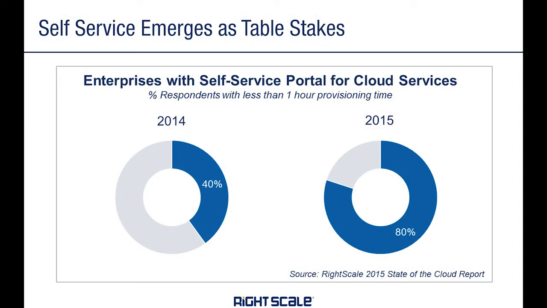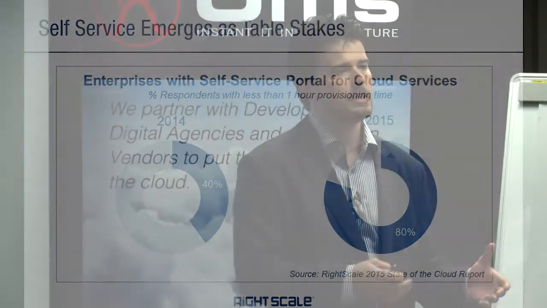Self-service has emerged as table stakes. For organizations that are delivering infrastructure in less than an hour, self-service is the strategy, because IT and a ticket-based system cannot keep up with the cloud. And you can see it's a massive jump from 2014 to 2015 in terms of enterprises that are doing this. This is actually just the subset of our respondents, 1,000 employees and above.